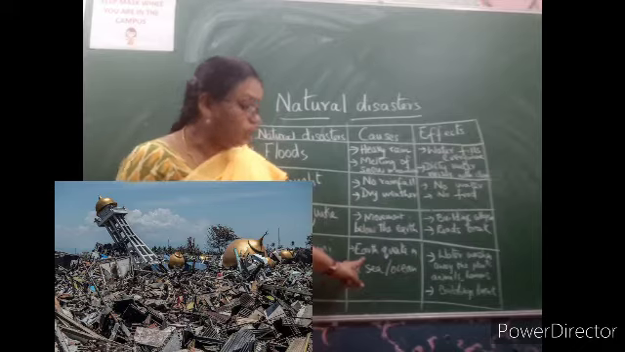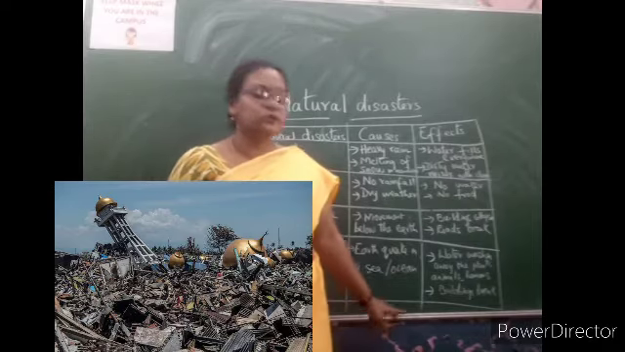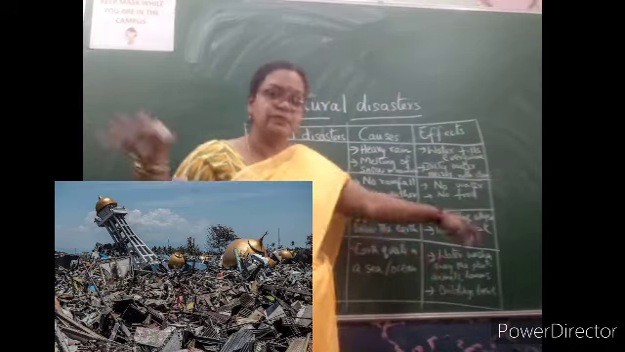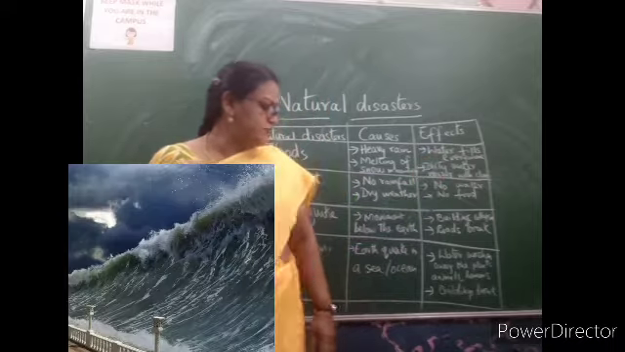So tsunami is caused, the reason is an earthquake in the sea or ocean. What will happen because of that? Water will come, big tsunami waves will come, and they will wash away the plants, animals and humans.